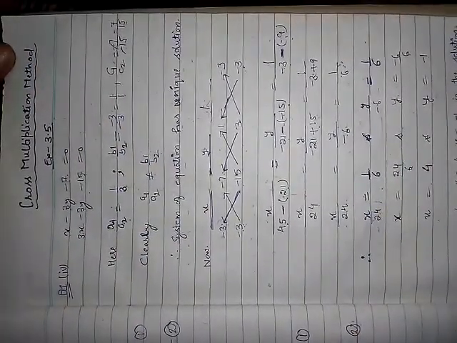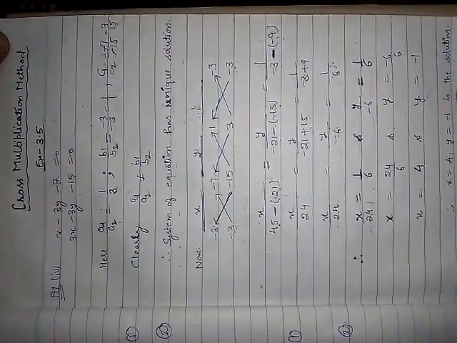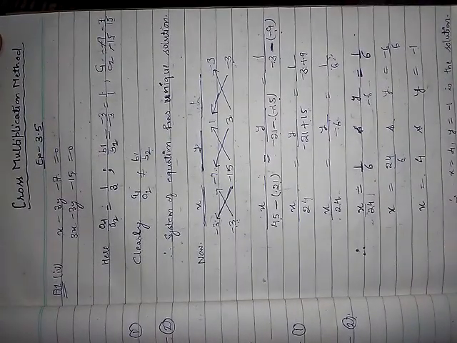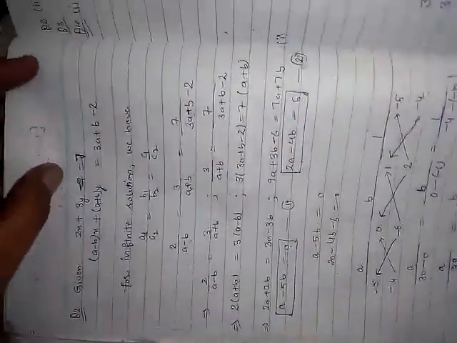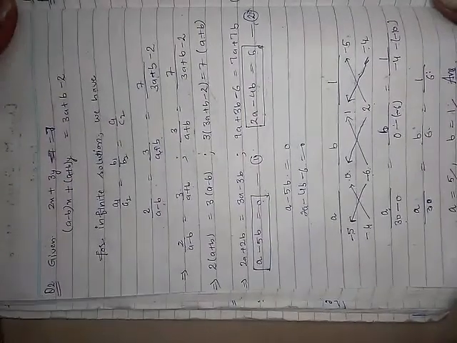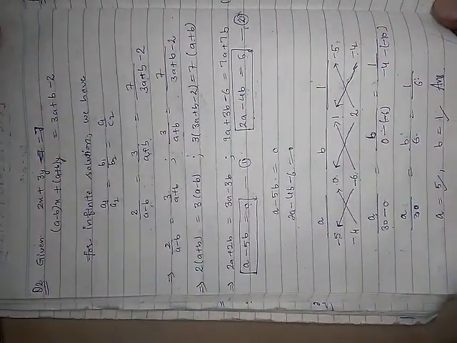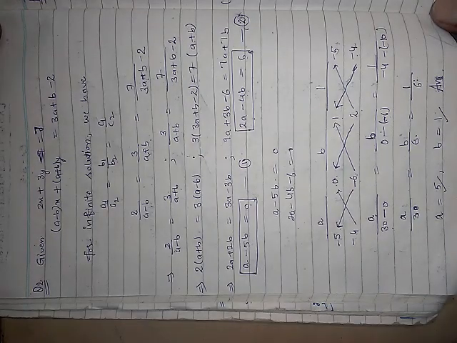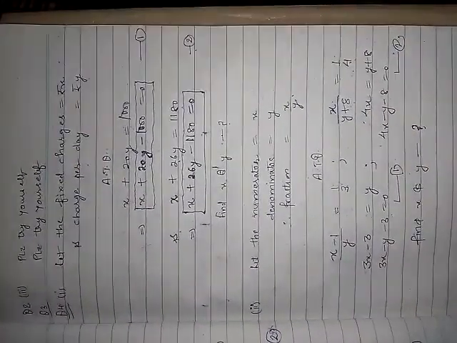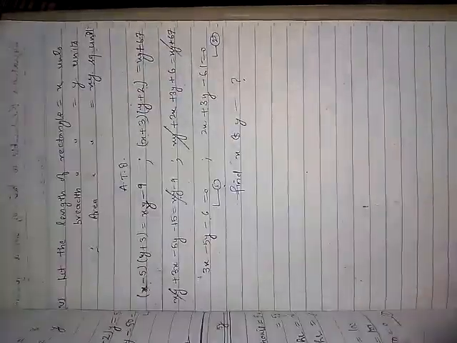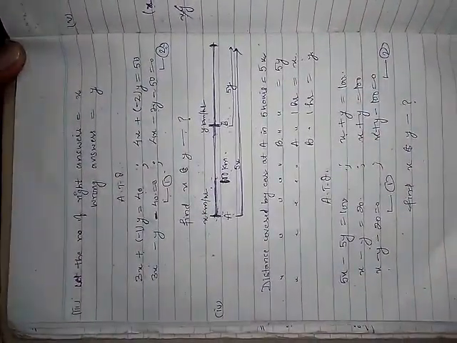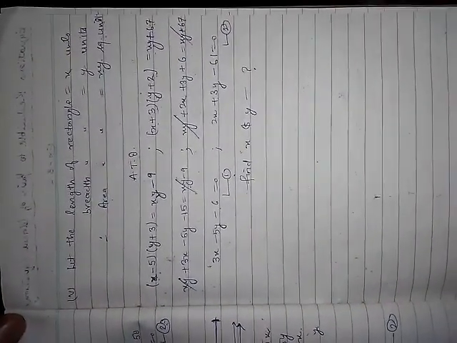That is the last, fourth method, that is cross multiplication method, first page. Second page, then come to the third one, come to the fourth page, then come to the last, that is the fifth page.